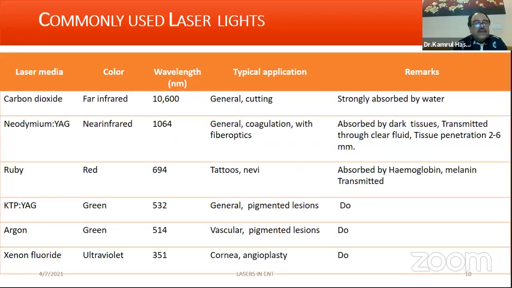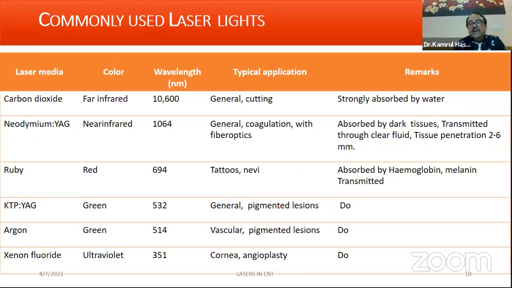What are the common lasers used? Yes, the carbon dioxide laser. You know the wavelength is 10,600 nanometers. Its typical application is generally in cutting, as it is strongly absorbed by body fluid or water. For the otolaryngologist, what is the important thing in otolaryngology? What is the application of laser?